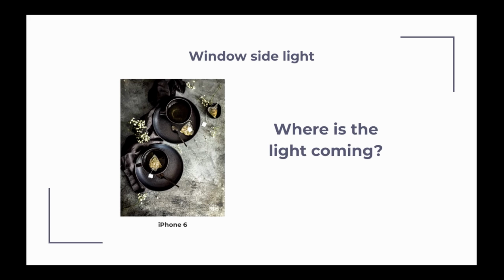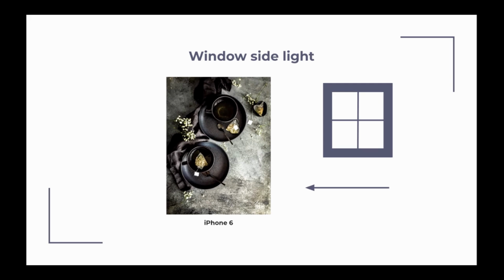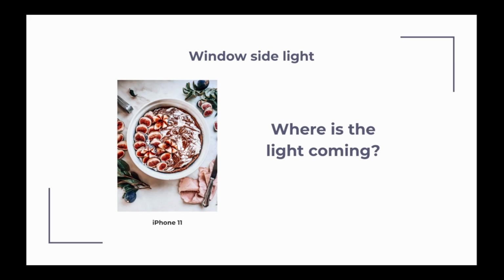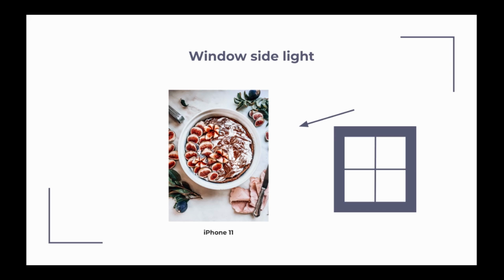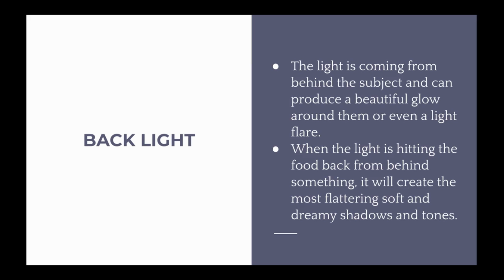So another example: where is the light coming from here? Have your guess here. And again, it's obviously from the side, and on the right side and on the left side, it creates a little bit of shadows as well to make the photo even more interesting. And again, where is the light coming from now? Again from the side, but a little bit up.